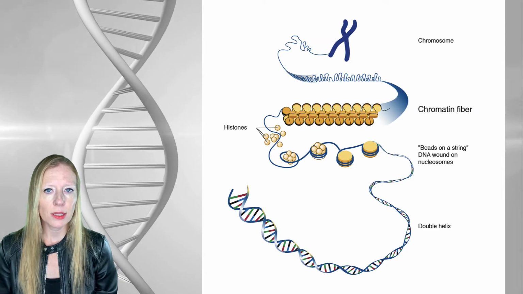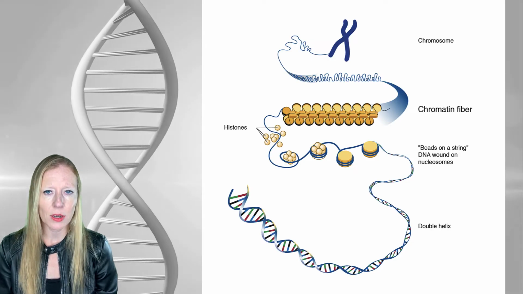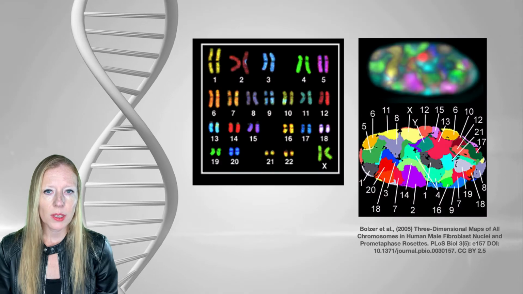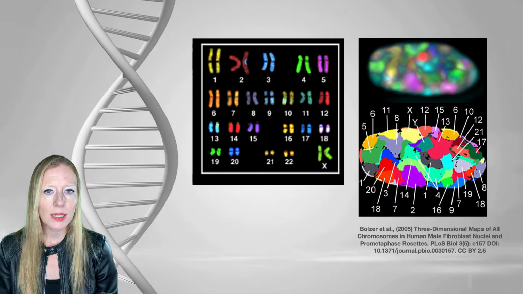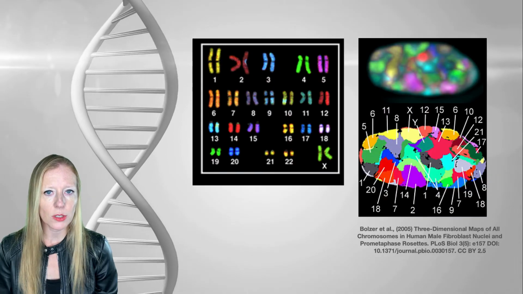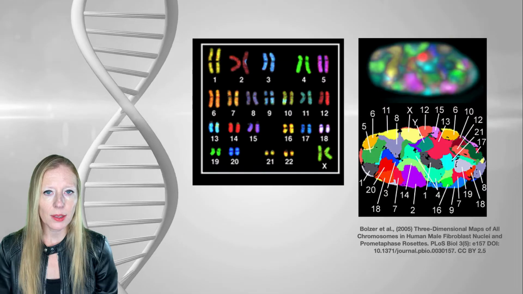And it has to fit inside a nucleus that is probably around 6 to 10 micrometers in diameter. This complex of DNA and protein is called chromatin. When the cell is dividing, it's extremely tightly packaged, similar to what you're seeing in these chromosome structures on the left. These are labeled with fluorescent dyes so that we can see them.